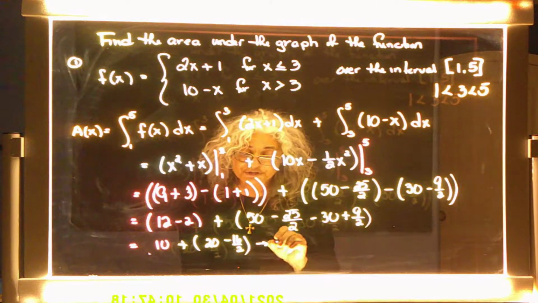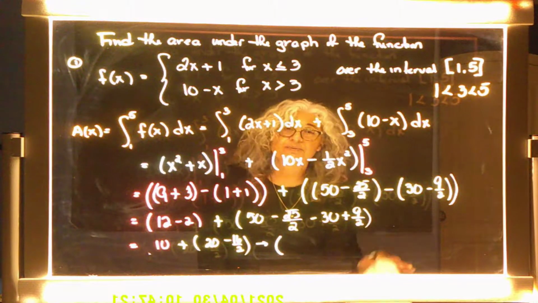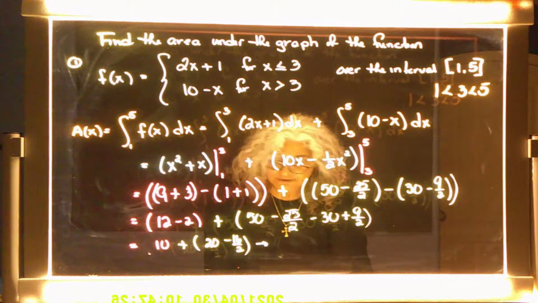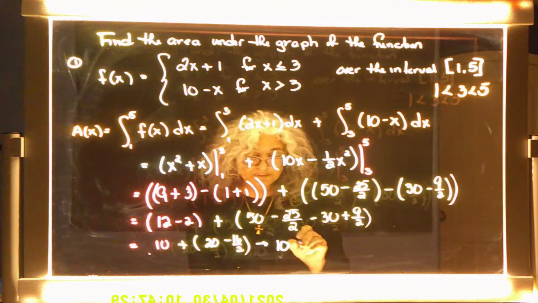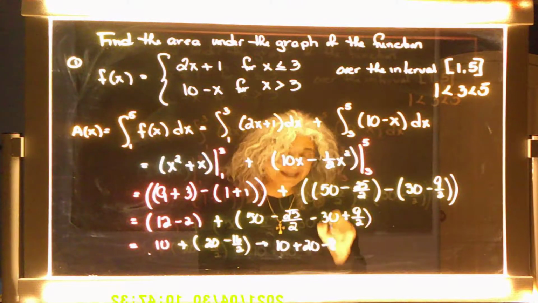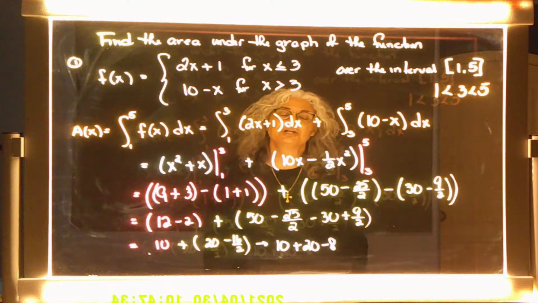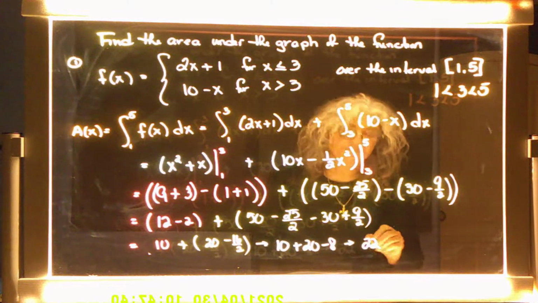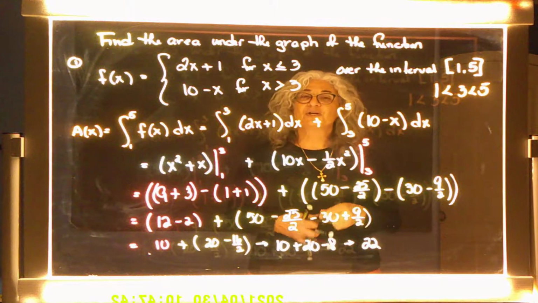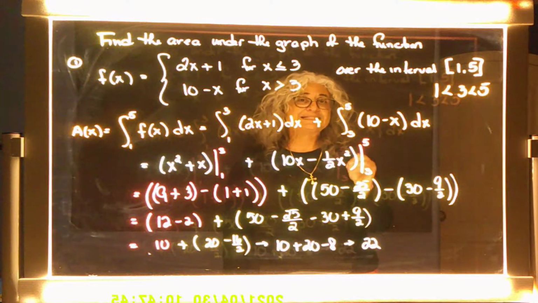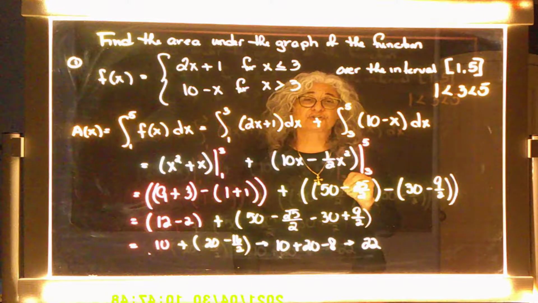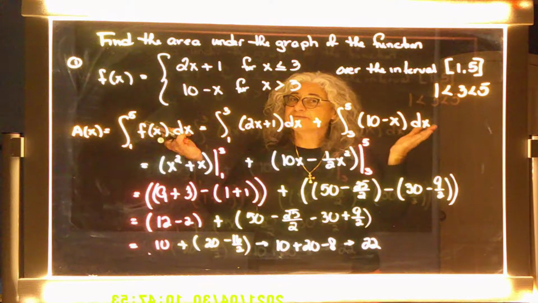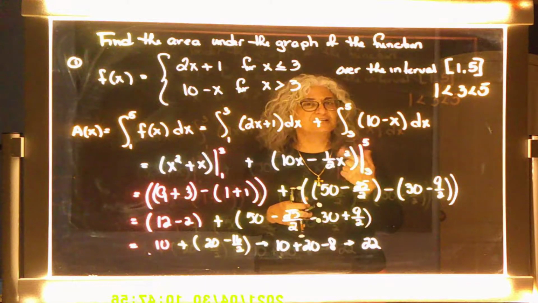So check it out. We don't need the parenthesis anymore. We have 10 plus 20 minus 8. Agreed? Good. So what's 30 minus 8? 22. Cool? Okay, so 22 is the area under the graph from this piecewise function to the x-axis. Got it? Awesome. Got another one.